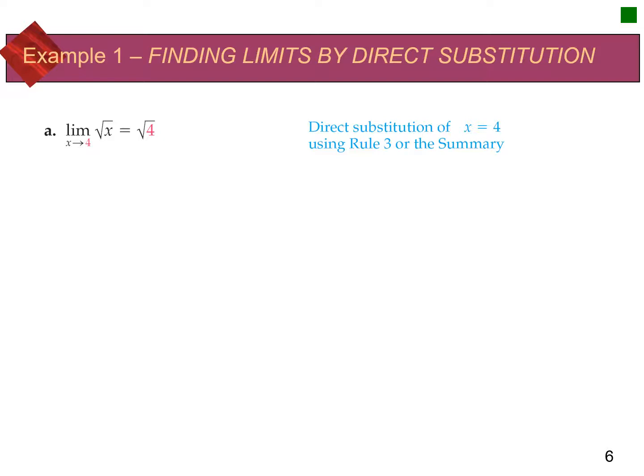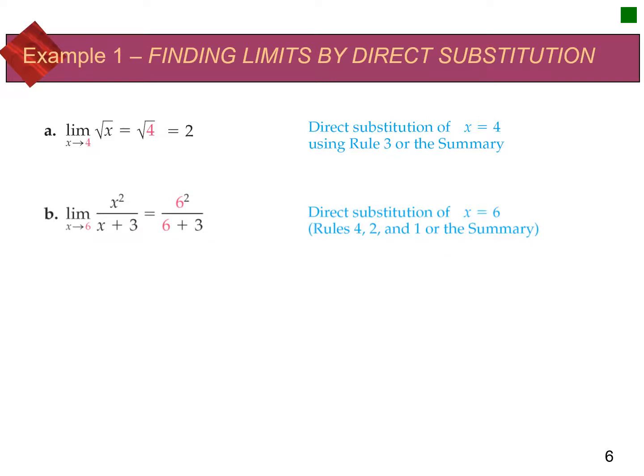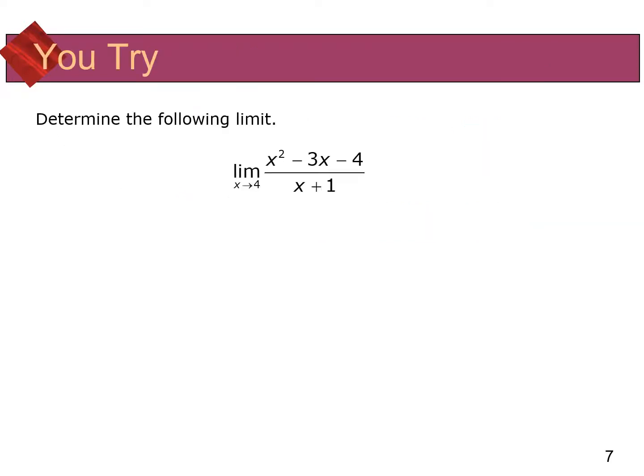So for this first example, I'm looking at the function, and because x is approaching 4, I'm simply going to substitute it in. I get the square root of 4, which is of course 2. So by the rule we just talked about, that's what the limit equals. Same thing for the limit as x approaches 6 of x squared over x plus 3. I substitute the 6 for the x, and I get 36 over 9, which is just 4. So again, that's what I expect the final answer to be in both cases.